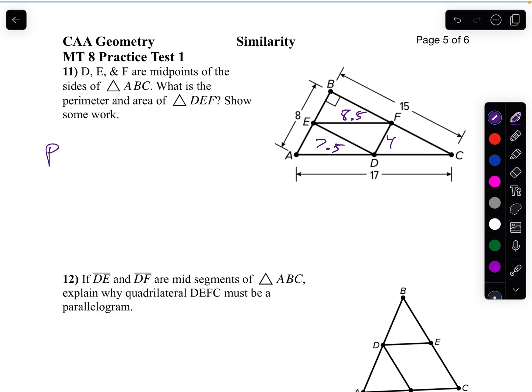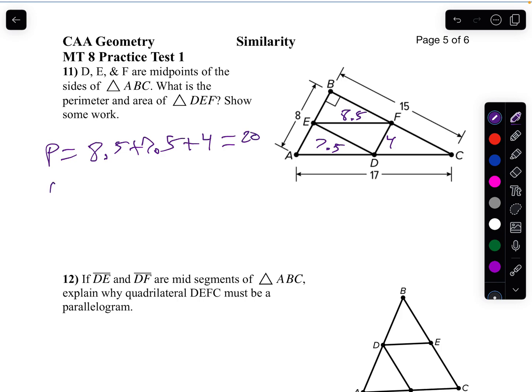So my perimeter is going to be 8.5 plus 7.5 plus 4. Might have been easier to find the perimeter of the big triangle and divide that by 2. You're going to get the same answer. And we get 20, don't we?